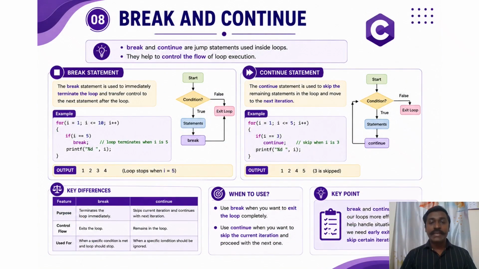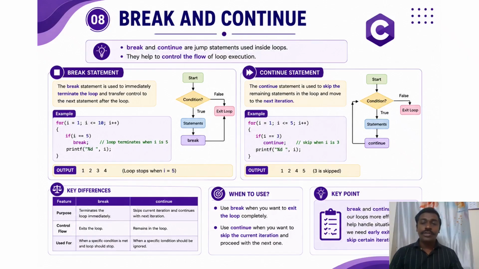What are break and continue? Suppose I don't want to continue the loop. I just want to break at a particular line when a particular condition is achieved. Then I can come out of the loop at any time, even though the looping condition is not yet satisfied and it's not yet completed. So a break statement is used to immediately terminate the loop and transfer the control to the next statement after the loop.